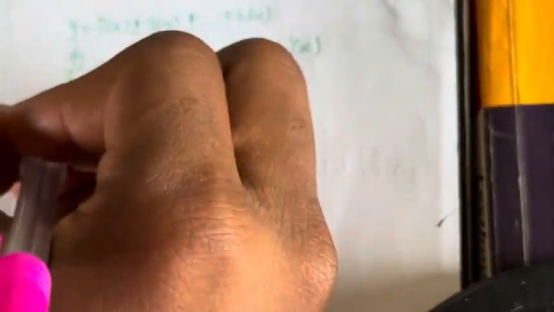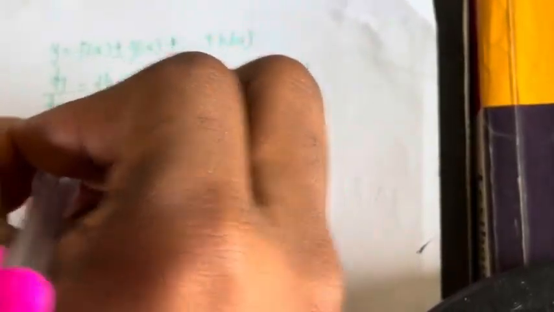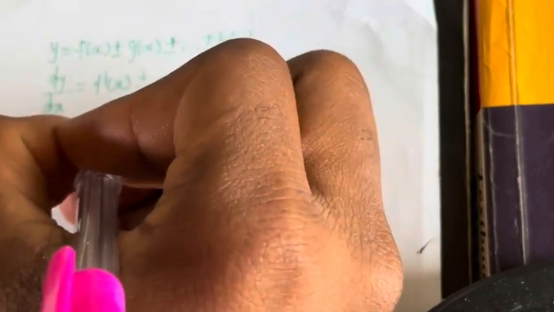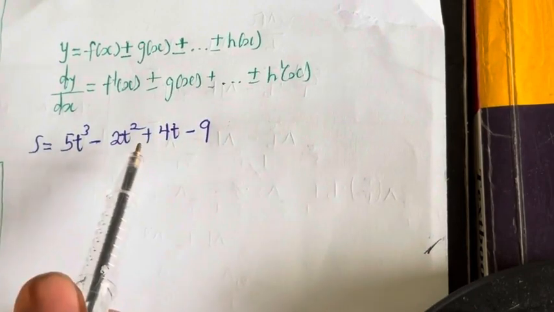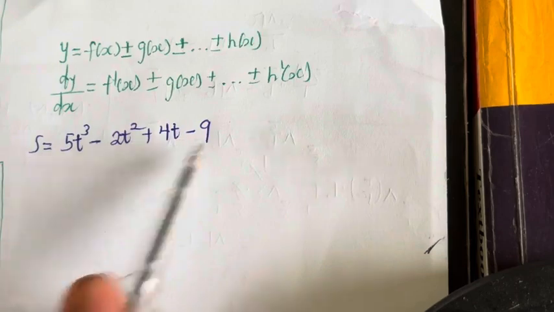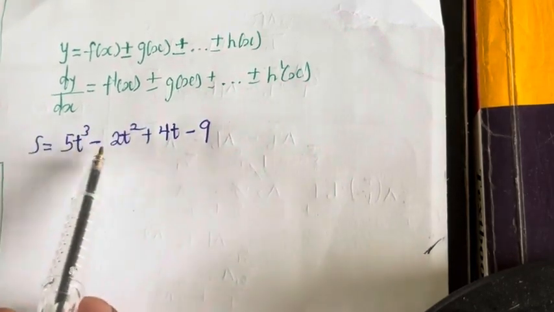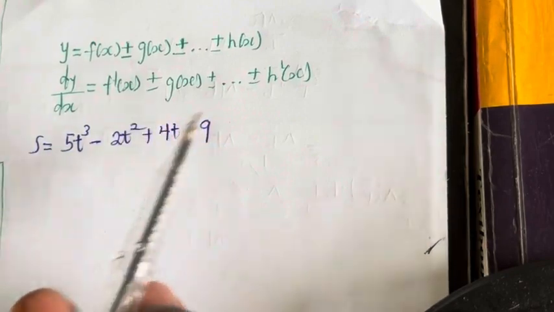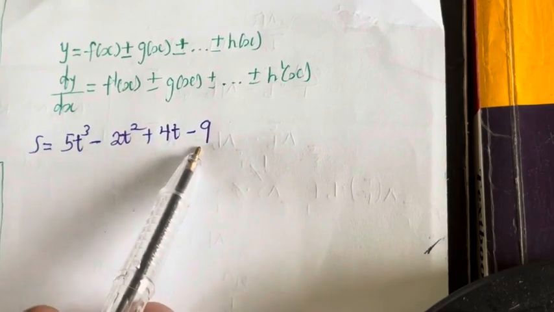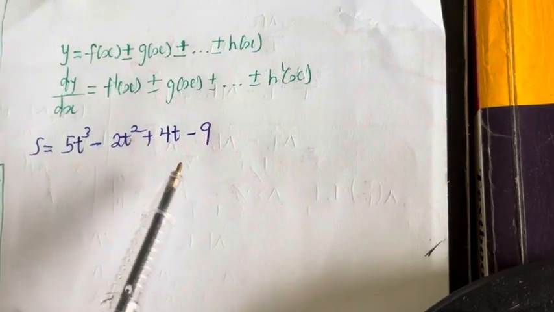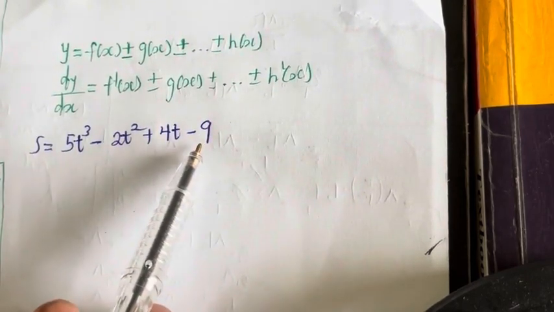All right, so if s is equal to 5t to the 3 minus 2t squared plus 4t minus 9. Find ds/dt. So this is exactly what I'm talking about. You can see we have sums or differences of several functions of t. We have 5t cubed, we have 2t squared, we have 4t, and we have 9. 9 is also a function of t, only that it is independent of t, like it's in the form of a constant. Constants are functions of all variables. I hope you get what I'm trying to say.